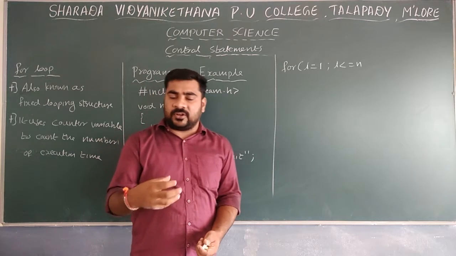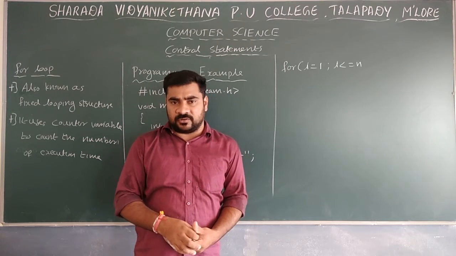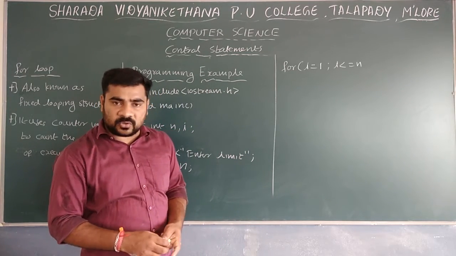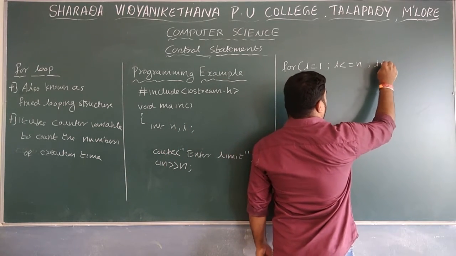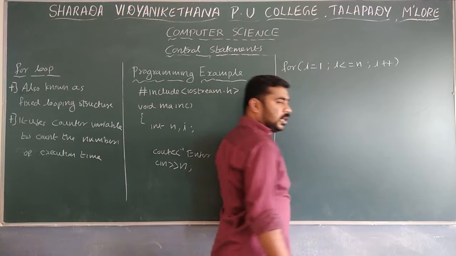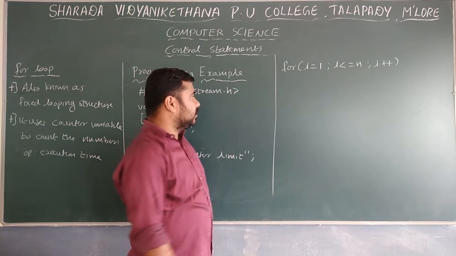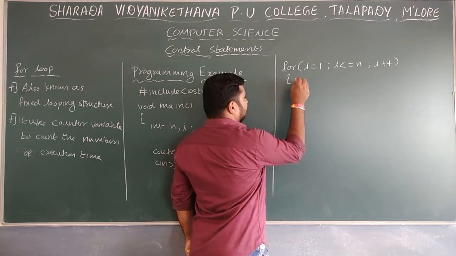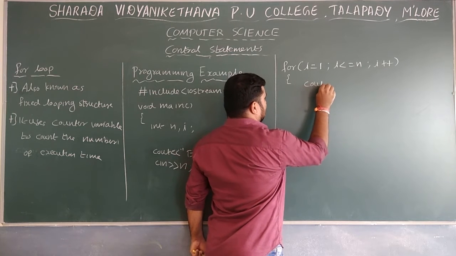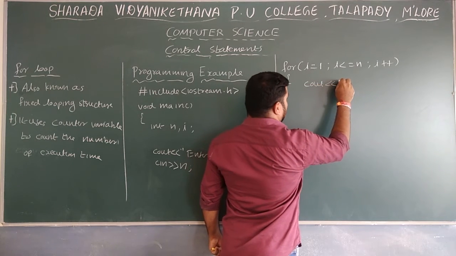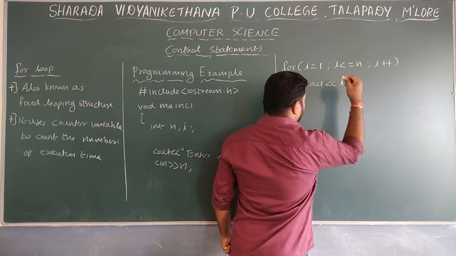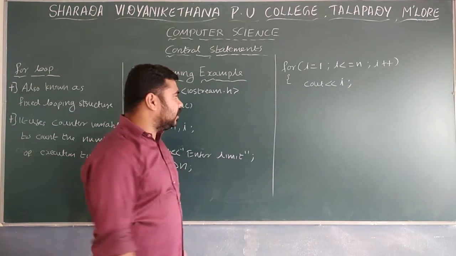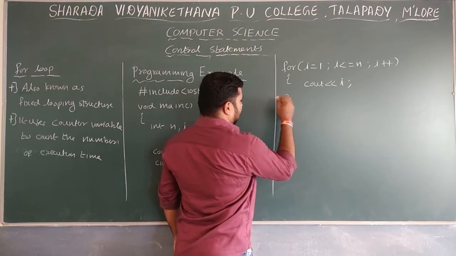If you enter 20, it means 20 also I want to display. So i less than or equal to n. Then I want to increment, so I use the increment i plus plus here. Then open the flower bracket. cout, I am going to print the value of i. Then the closing flower bracket.